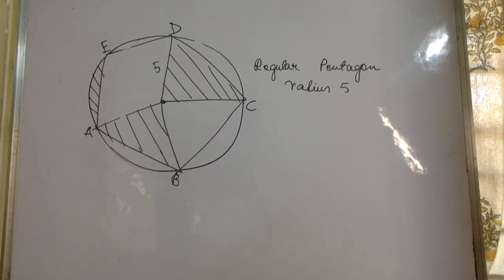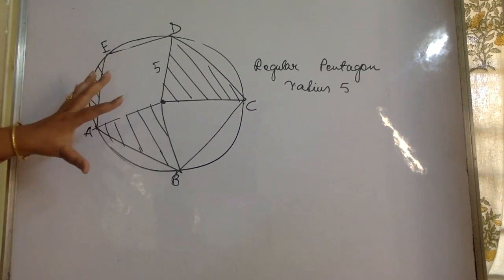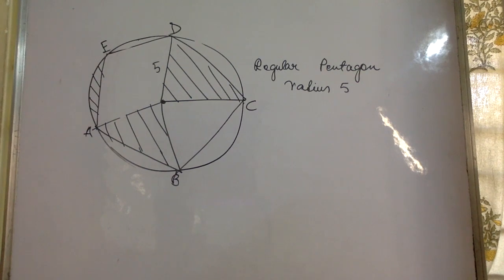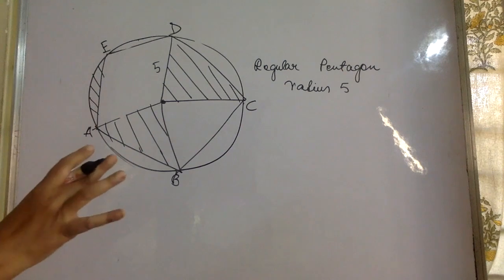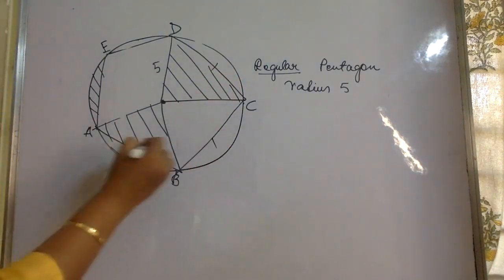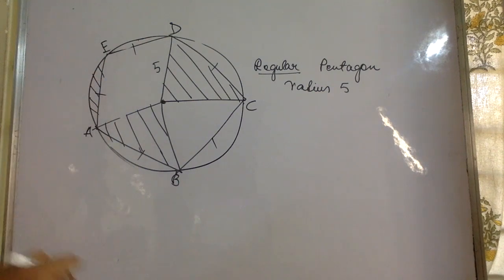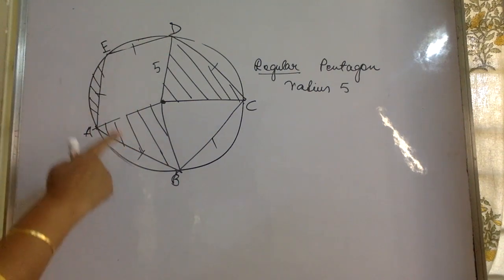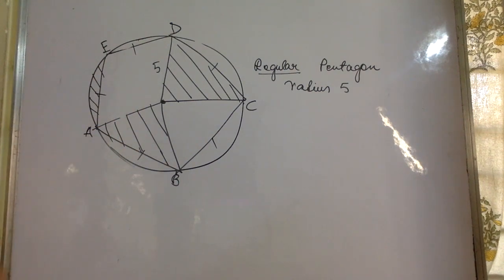So here is a question. This is a regular pentagon of radius 5. They have given us this, and they are asking for the area of the shaded region. Regular pentagon. The word regular means all these sides are going to be equal. Now they want the area of the shaded region only. Now what do we do?